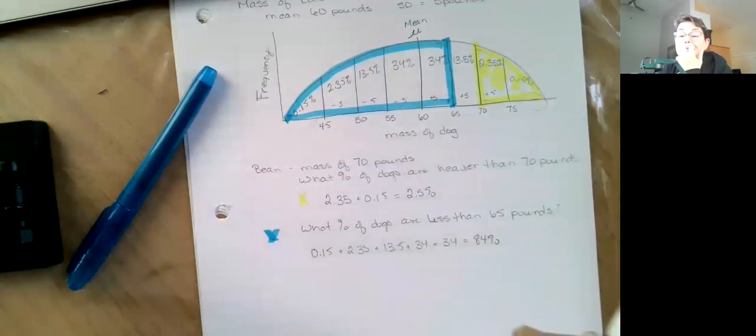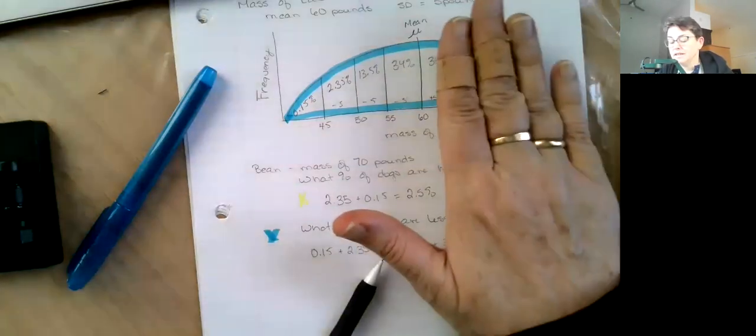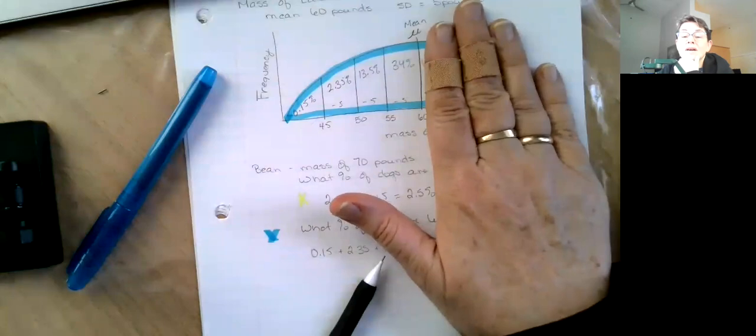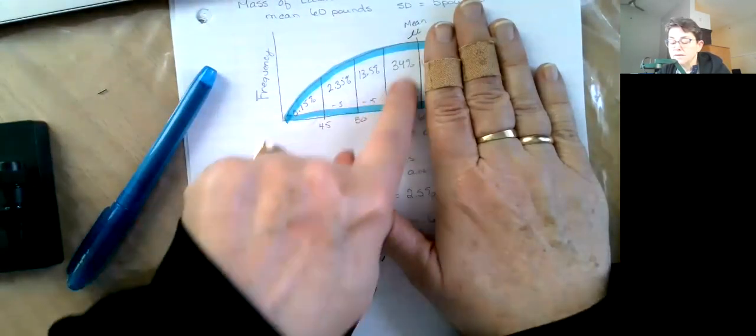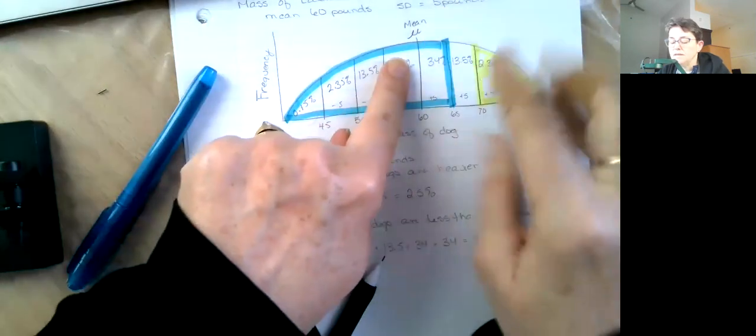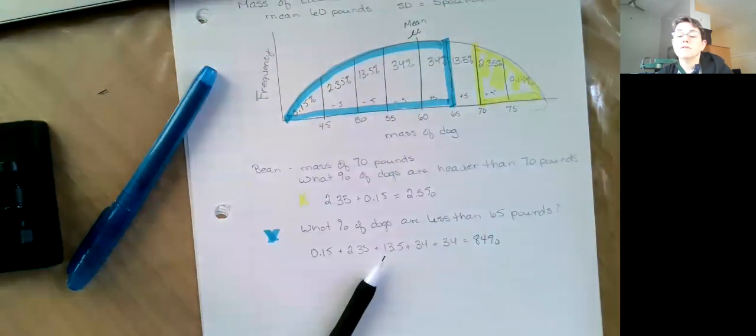Okay, and the reason I could do that easily is I actually kind of cheated. I know that half of my graph is 50%, so everything less than the mean is 50. So I knew this part here, when I added up, is 50, and then I just added the 34.